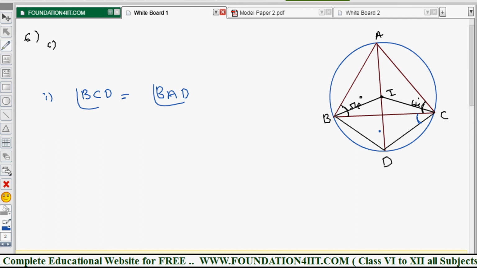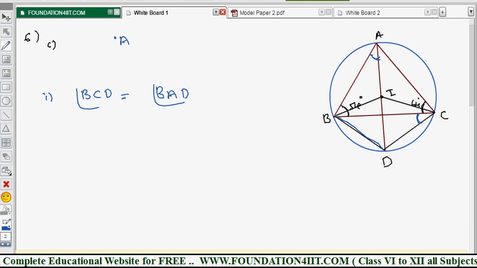If you observe, BD is the chord, and BAD and BCD must be the same because the angles are in the same segment, because BD is one chord. So this angle and this blue mark which I made, BAD and BCD, must both be equal. If I find out this angle, that is enough. Okay, we can find the angle A first.